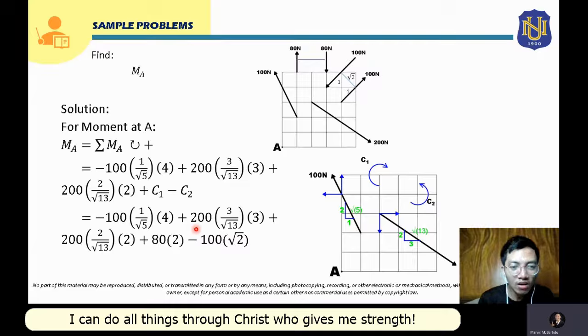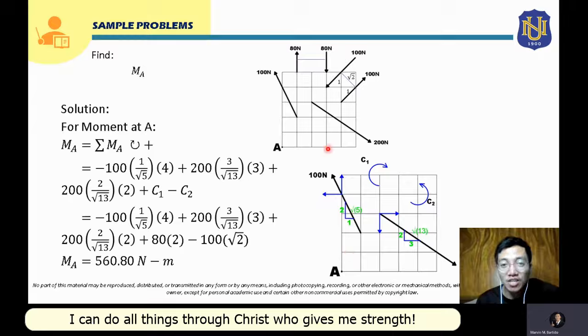So from here, solving this, let's input this in our calculator. This will be 100 times 1 over square root of 5 times 4, plus 200 times 3 over square root of 13 times 3, plus 200 times 2 over square root of 13 times 2, plus 80 times 2, minus 100 times square root of 2. So that will give you 560.80 Newton meter. Don't forget the unit for this. Our unit here is Newton meter. So this will be the answer for this problem.